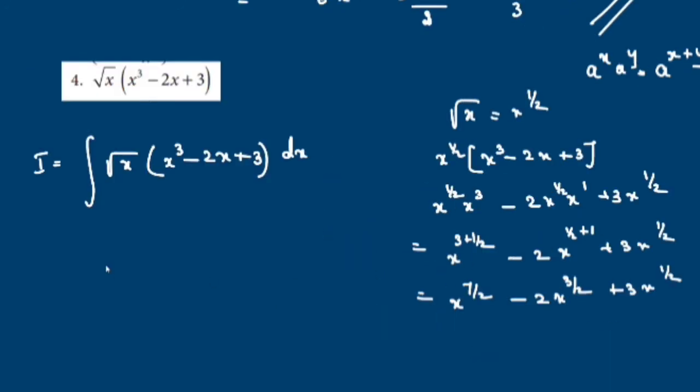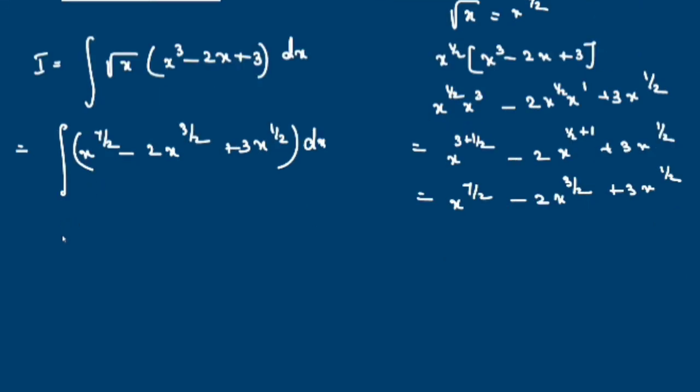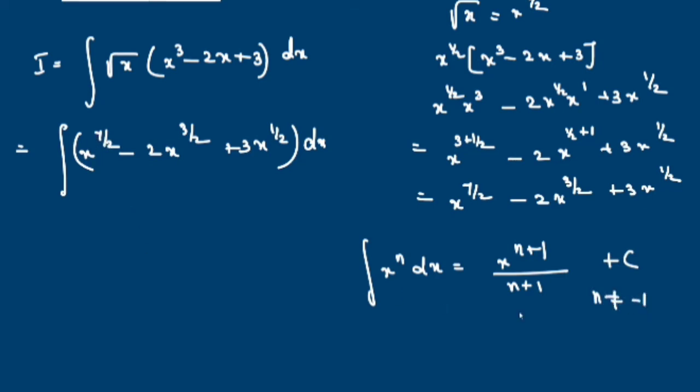So now you integrate it. We haven't integrated it still. So this is equal to integral of x power 7 by 2 minus 2 into x power 3 by 2 plus 3 into x power half, then you put that dx. Now the integration of x power 7 by 2. Use the formula. Once again, the same formula we are going to use: x power n dx is x power n plus 1 by n plus 1 plus c, n is not equal to minus 1. See, n is not equal to minus 1, so I can use this formula.